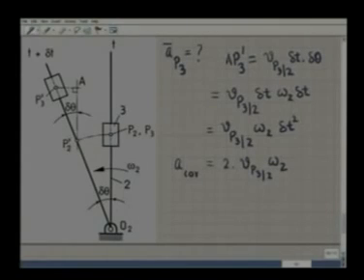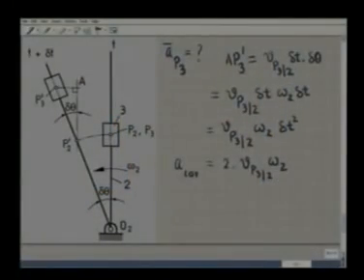So let me go through this argument once more. The point P2 has come to P2 prime, and according to the observer sitting on body 2, P3 has gone only from P2 prime to P3 prime. So the transverse direction displacement is P2 to P2 prime. However, as we see, there is an extra displacement in the transverse direction for the point P3, which is given by AP3 prime. And AP3 prime can be covered in time delta t if there is an acceleration in the transverse direction of magnitude twice Vp3/2 into omega 2. And this is what we call Coriolis acceleration.